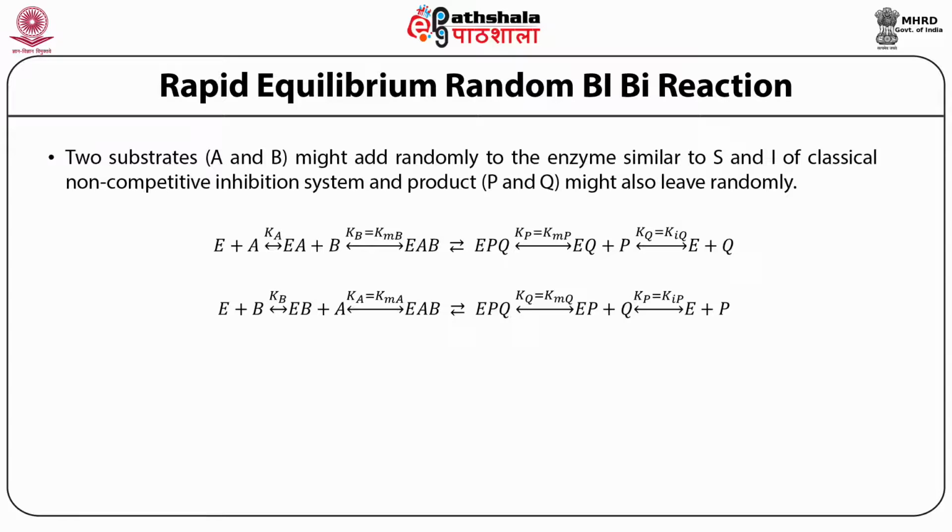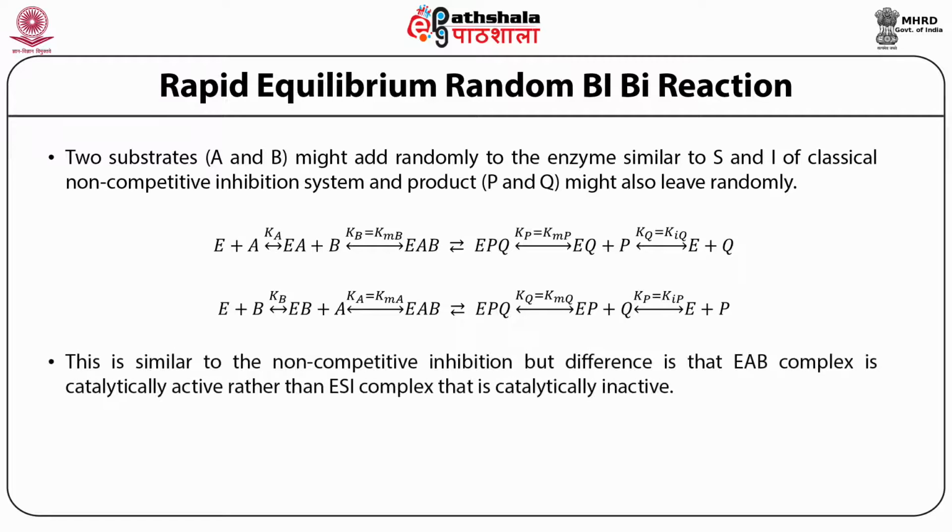As I have told you, the rapid equilibrium bi-substrate reaction doesn't have any order. So in the binding of both substrates, we don't have order. The release of both the substrates, the release of the products, also doesn't have any order. Therefore, either A can bind first or B can bind first, and either P can be released first or Q can be released first. So you have different combinations of ES complex formation and release of the product.